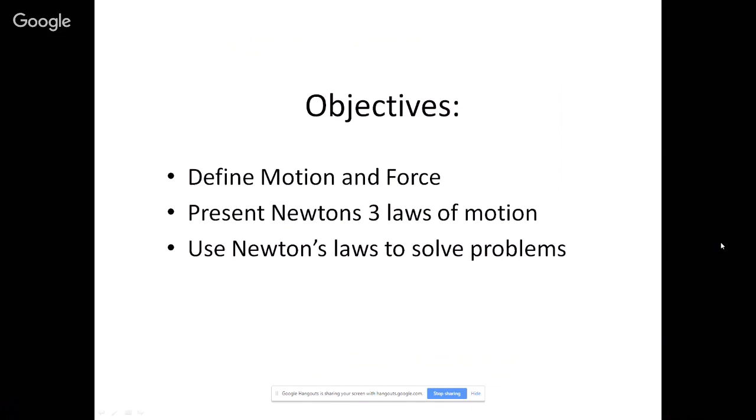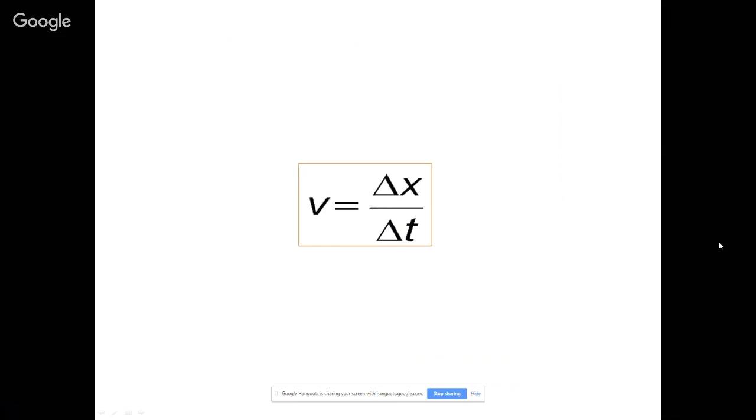In this video, we will define motion and forces, present Newton's 3 laws of motion, and use Newton's laws to solve basic motion problems. But what is motion and how does it occur? You recall when studying kinematics that motion, also known as velocity, is defined as a change in position over time.